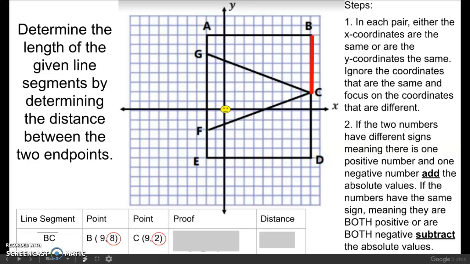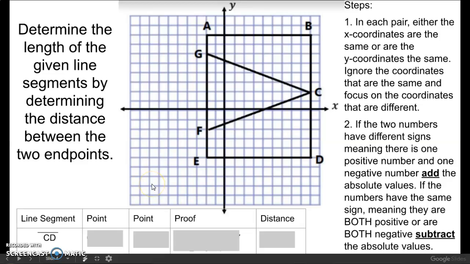If the two numbers have different signs, we have to add the absolute values. If the two numbers have the same sign, we're going to have to subtract the absolute value. In our example here, we have a positive 8 and a positive 2. Since they're both positive, to find the distance, we have to subtract the absolute value. The absolute value of 8 is 8. The absolute value of 2 is 2. 8 minus 2 gives you 6.